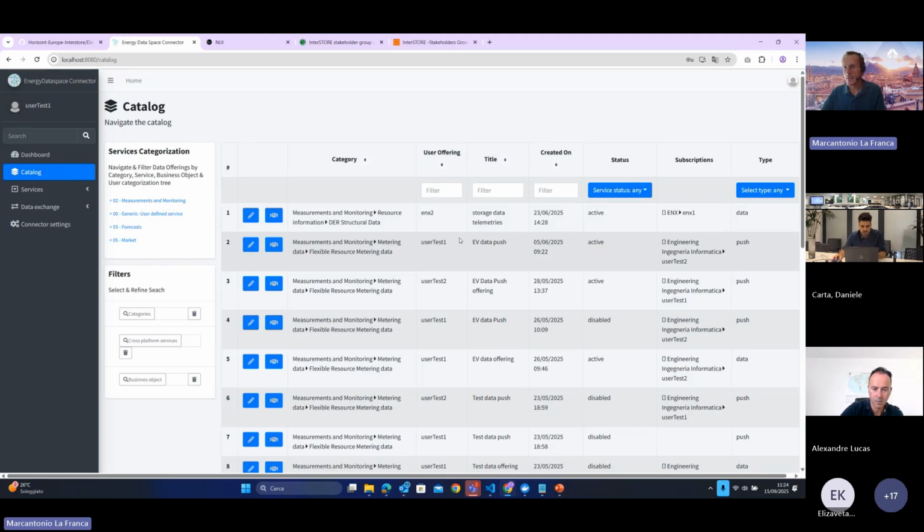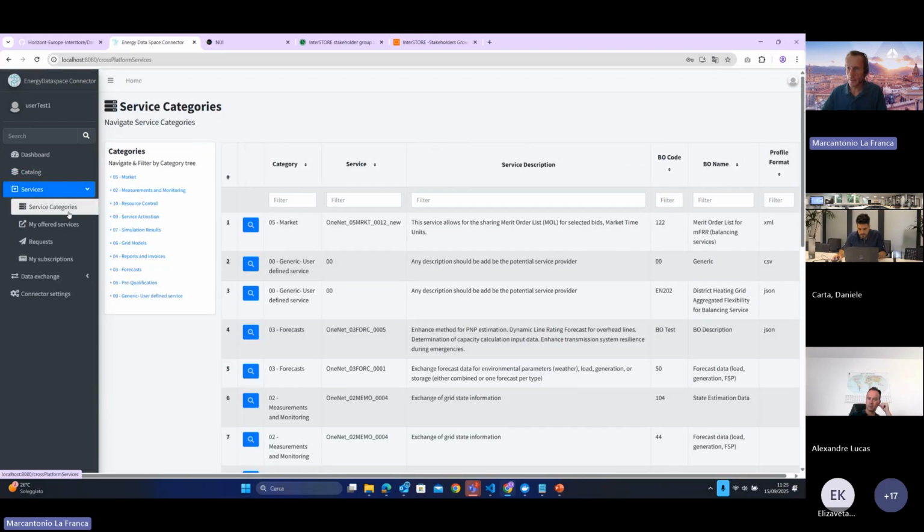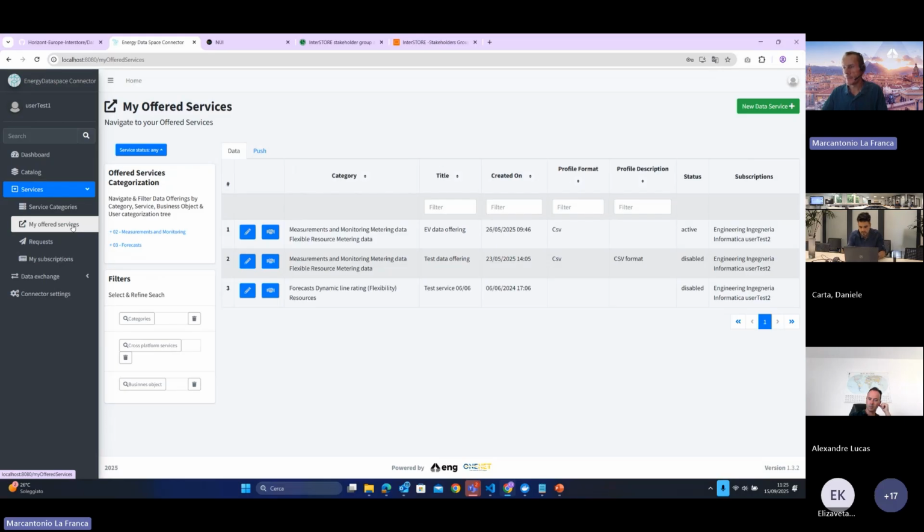Another interesting feature is the catalog. In the catalog, we will see all the data offering services defined in this data space with some information: the category, the user offering, the title, the data creation, the status, eventually the subscription, and the type, data or push, to divide into the two category types. The service macro menu enables the item service categories to define the user data offering. Then we have the my offered services with the data offerings that are in charge of this user. In this case, the page is divided in two tabs: the data type and the push type, to differentiate the two types of data offering.